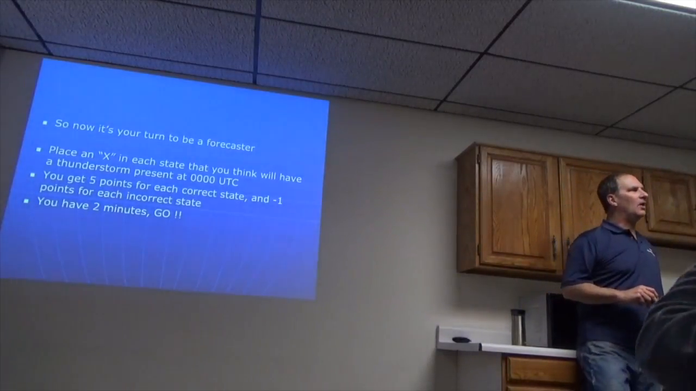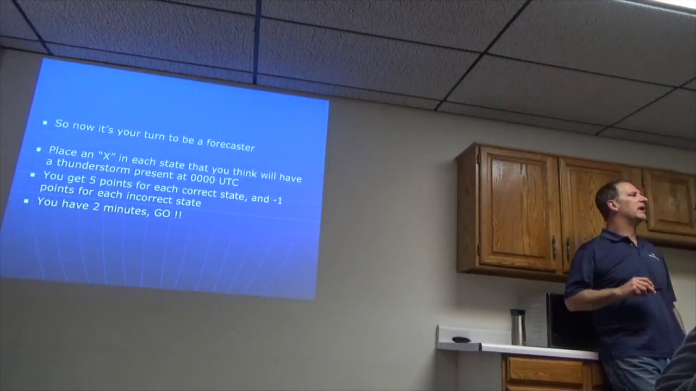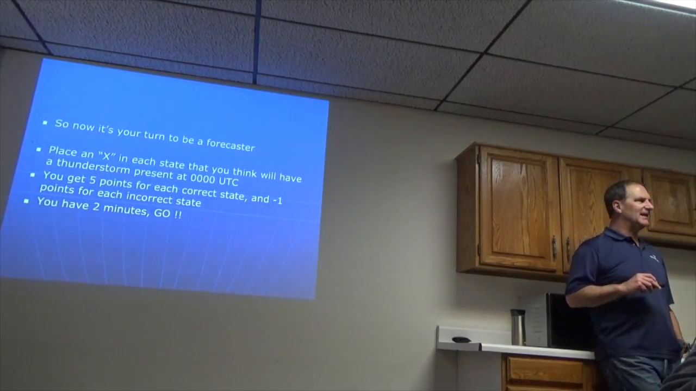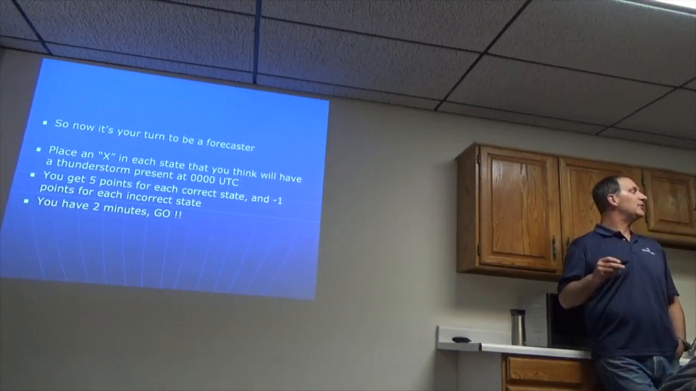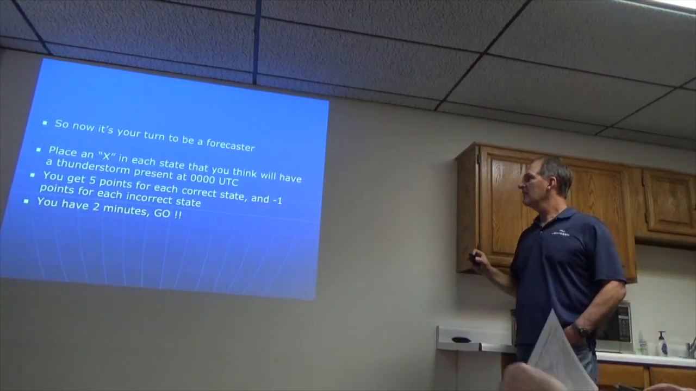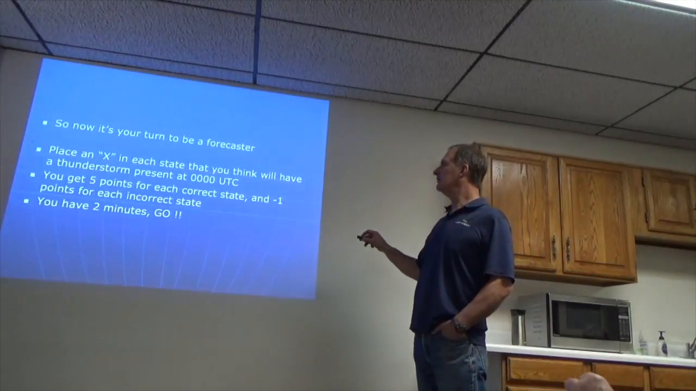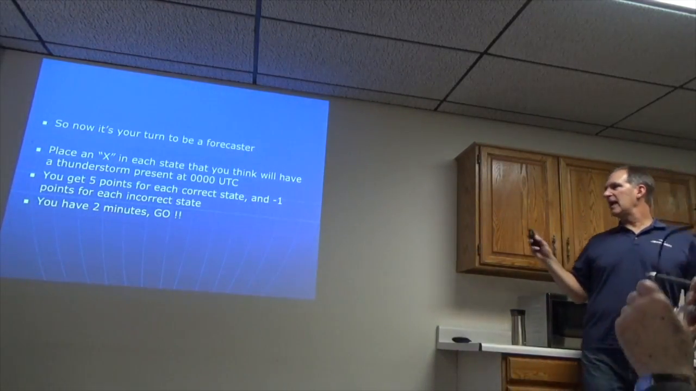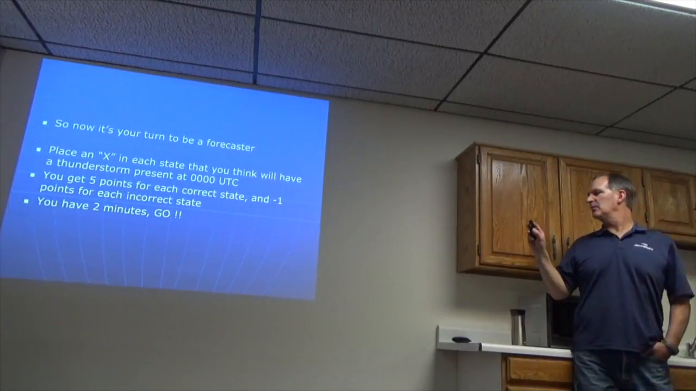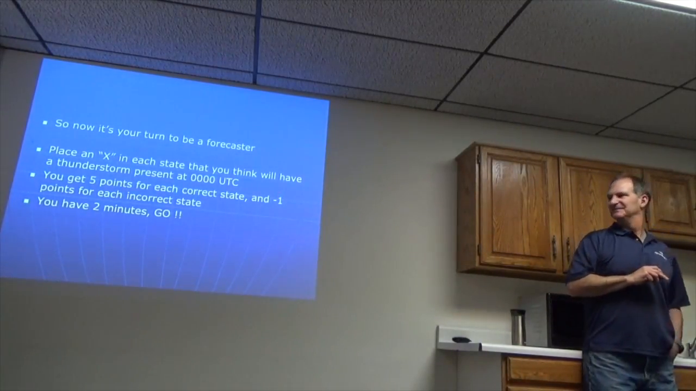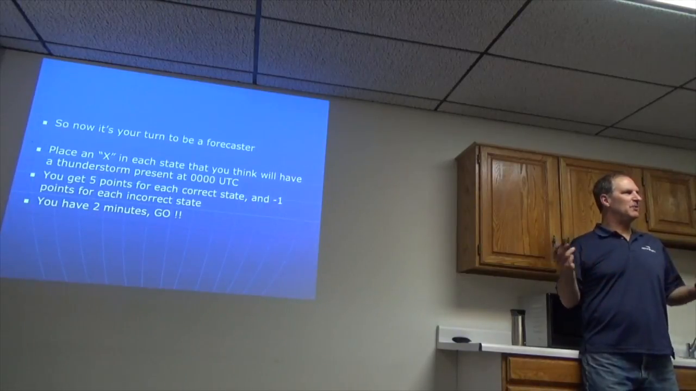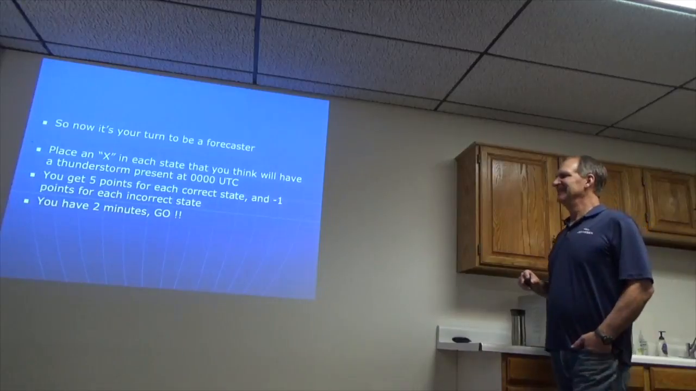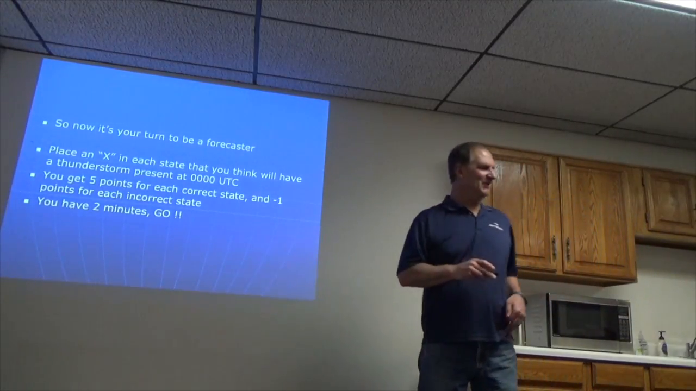So, all the data you've seen now, you get to be a forecaster. On the map you have, place an X in each state that you think there will be a thunderstorm right at 0Z. You get 5 correct points for each state that you get correct. And if you put an X in a state that doesn't have a thunderstorm, you get 1 point deducted. So you can't just put an X in every state. That's kind of the deal here. So take a minute or two.